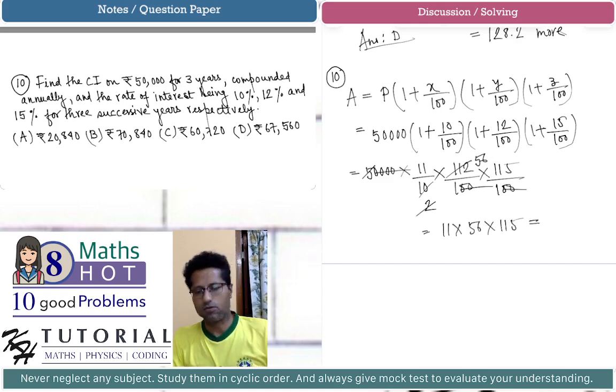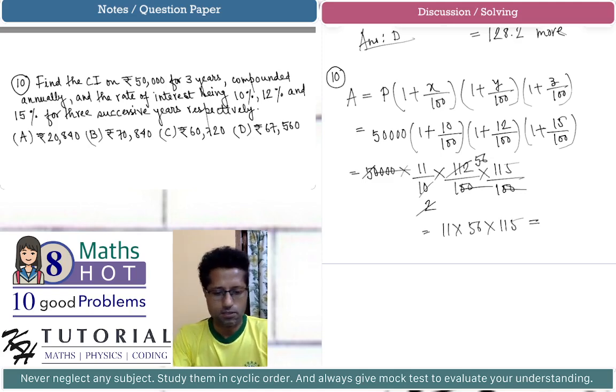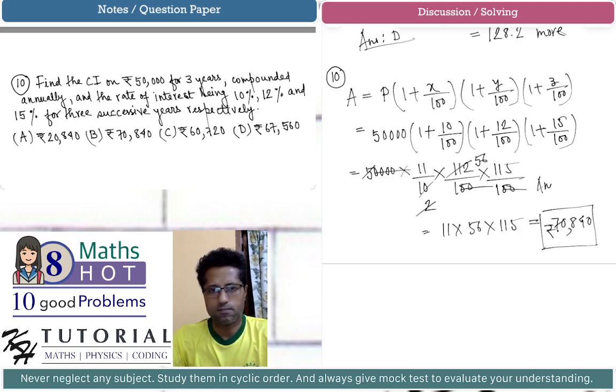I will again use the calculator. I am sorry for this, but this kind of calculation you should be doing manually yourself. So 11 multiplied by 56 multiplied by 115 is equal to 840. So the amount is 70,840. So the correct choice is B. B is the correct choice.